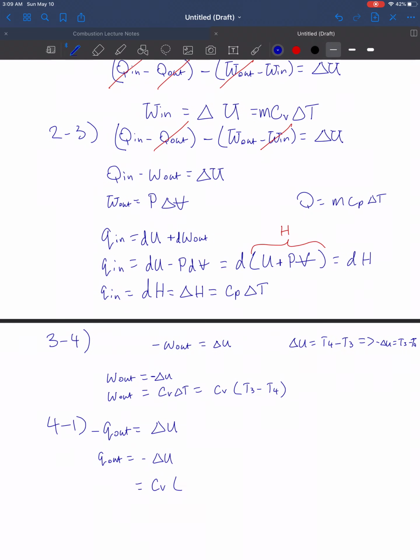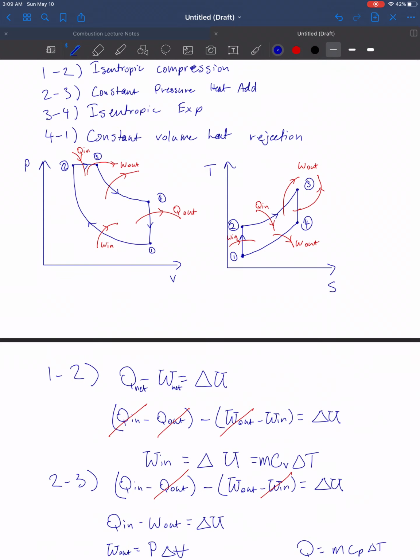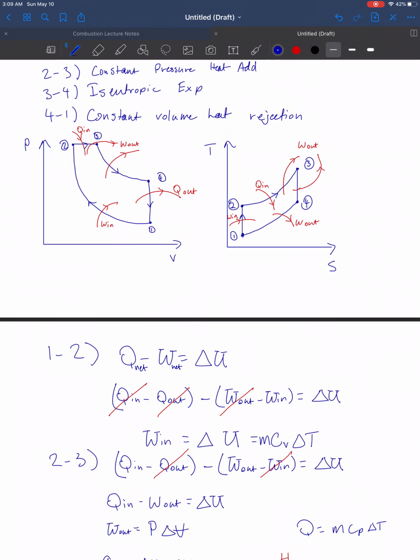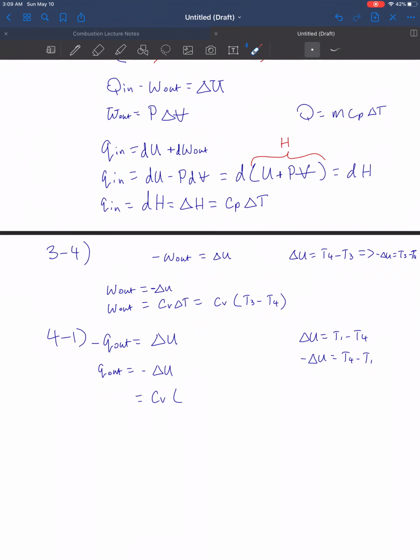No, I'm sorry. So normally, delta U is going to be T1 minus T4, right? And this might be difficult to grasp, but it's the final state minus the initial state. Because we started at 4 here, that's our initial state, and ended at 1, that's our final state. So delta U would be T1 minus T4, but negative delta U is going to be T4 minus T1. And I want us to see that that ends up being positive because our T4 is higher than our T1, right? Cool. So now we can say that T4 minus T1 is our Q out.